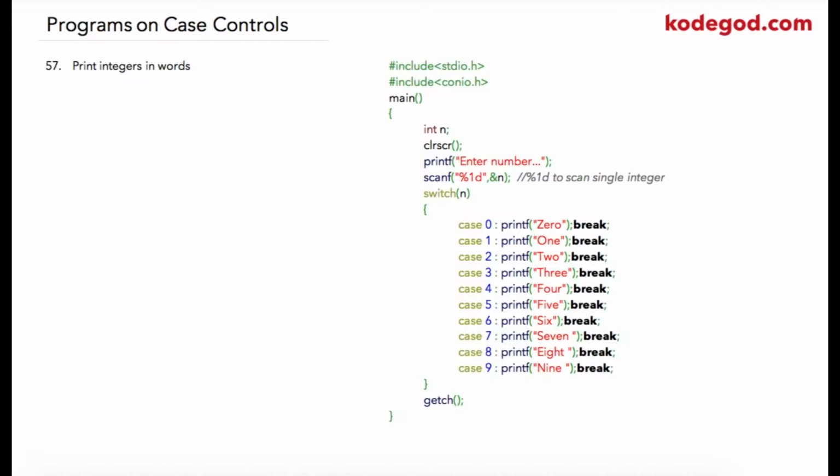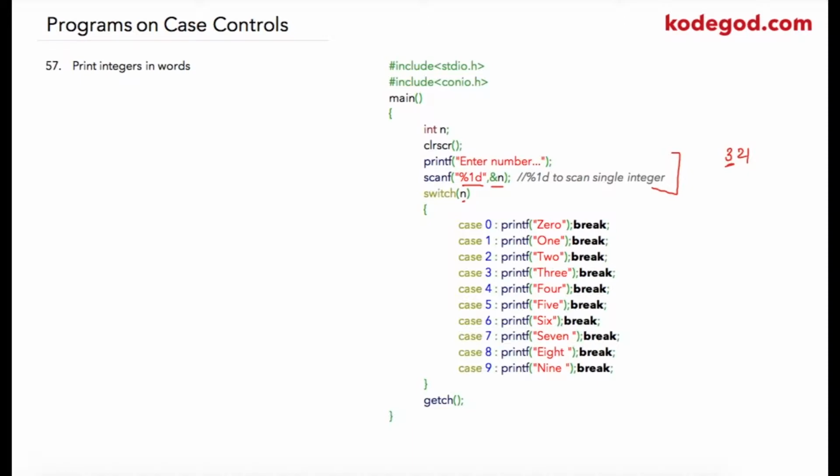So I'm asking the user to enter the number and we are going to store that number into N. Notice that instead of writing %d, I'm writing %1d. So we are telling the compiler to explicitly scan a single digit integer. Because of this, even if the user enters, let's say, 321, only 3 will be scanned and stored into the address location of N. Then we are using switch case on N.